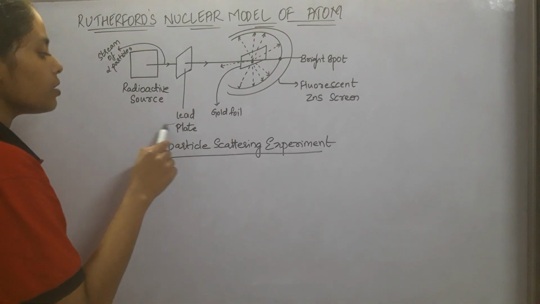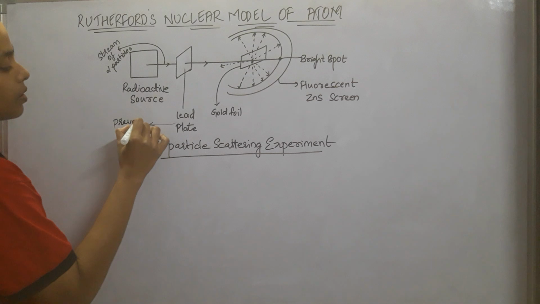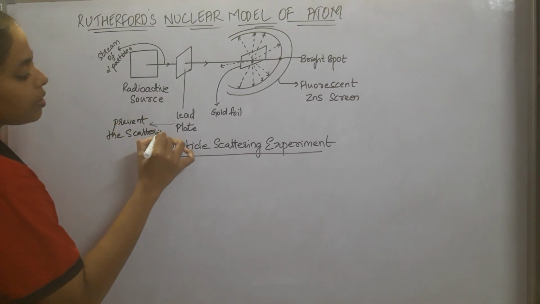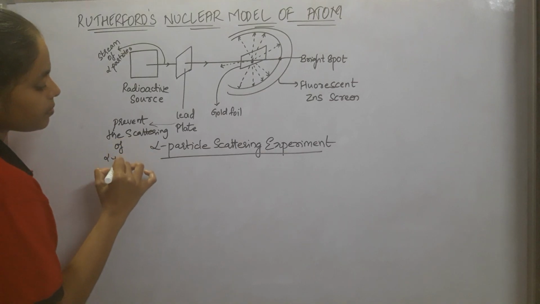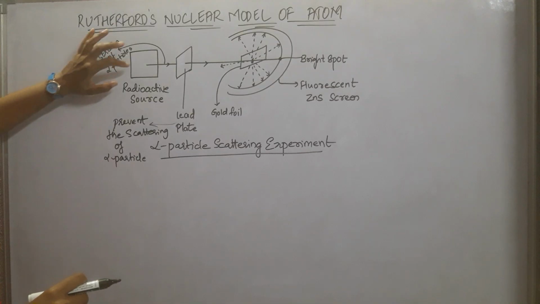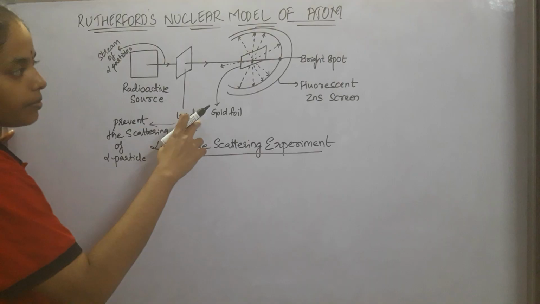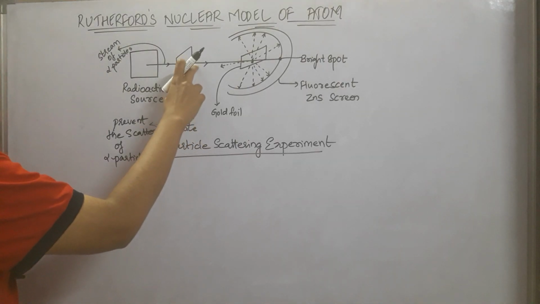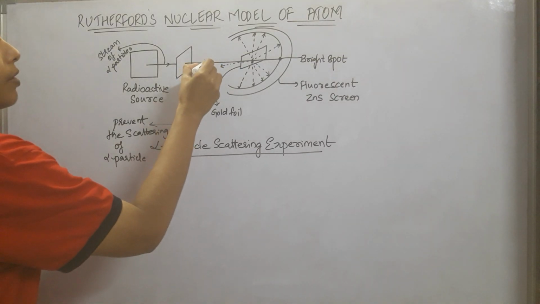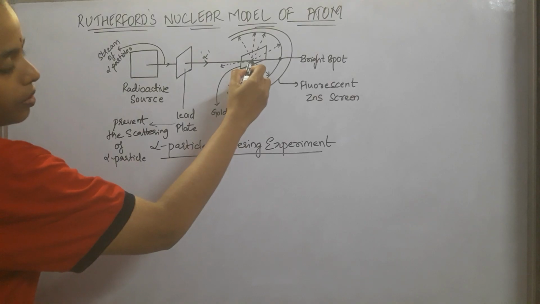Rutherford is using the lead plate only to prevent the scattering of alpha particles. Whenever these alpha particles come with a high energy, they usually scatter. So in order to prevent that, he used a lead plate over here, which increases its focus onto this gold foil. Now the alpha particles travel and strike at this point on the gold foil.